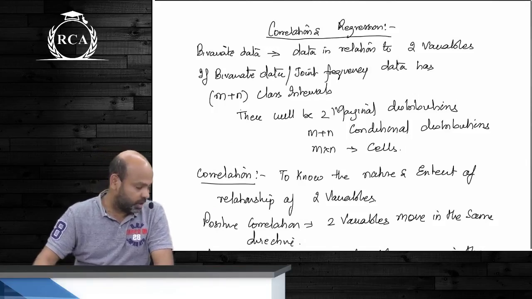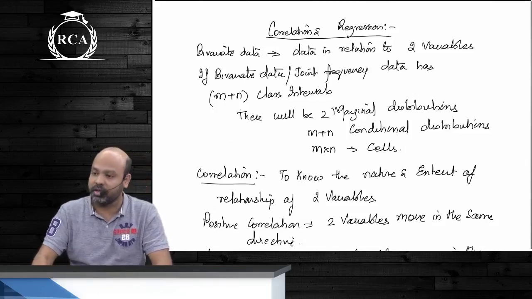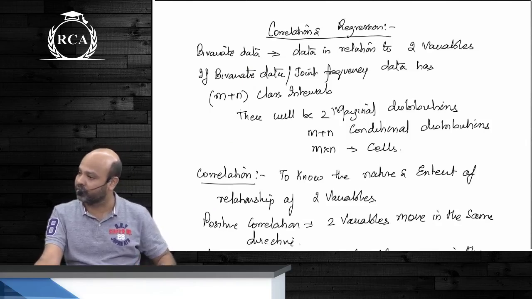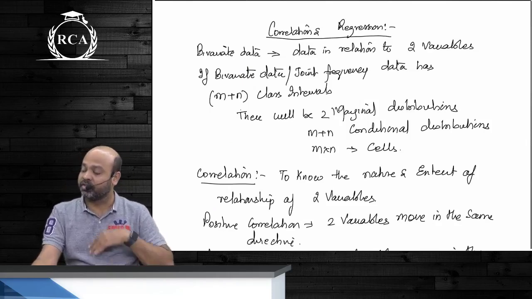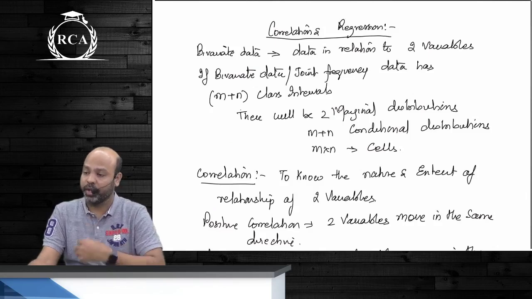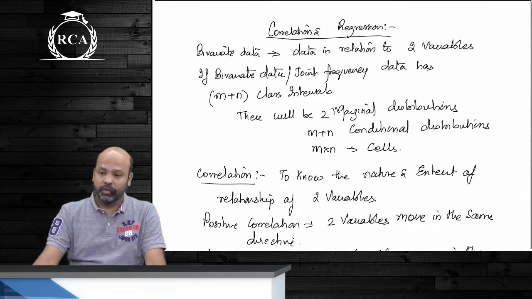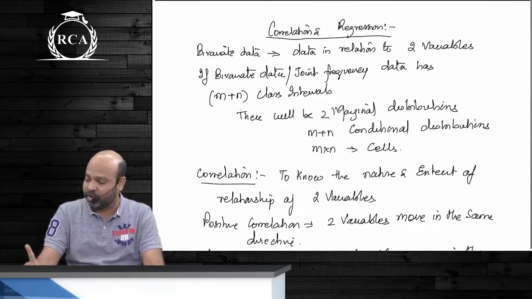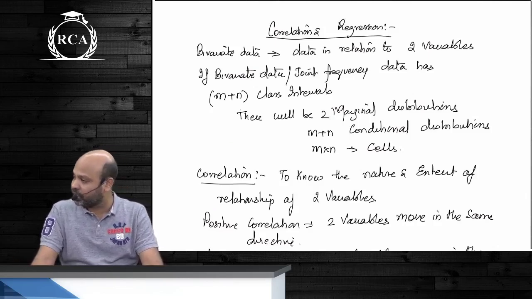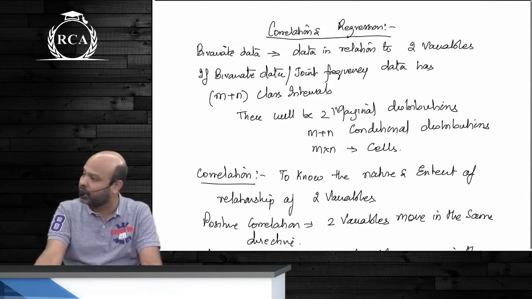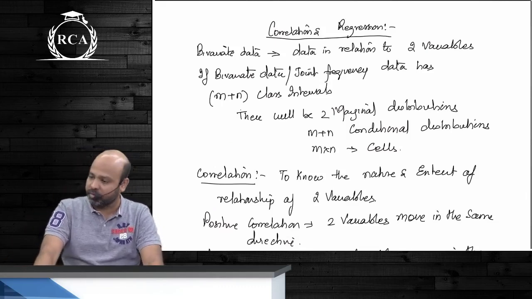So correlation and regression, guys, the first thing that we have learned in this chapter is about bivariate frequency distribution or multivariate frequency distribution. In the previous chapters, measures of central tendency, measures of dispersion, we have learned about frequency distribution of only one variable, correct? So that's called a univariate frequency distribution. If you have more than one variable, it is called a multivariate frequency distribution. If you have only two variables, that will be called a bivariate frequency distribution.